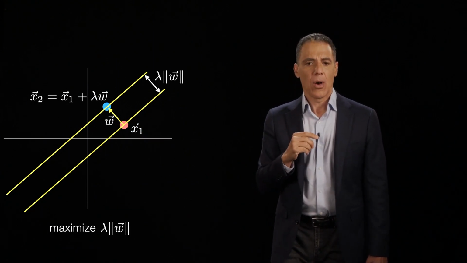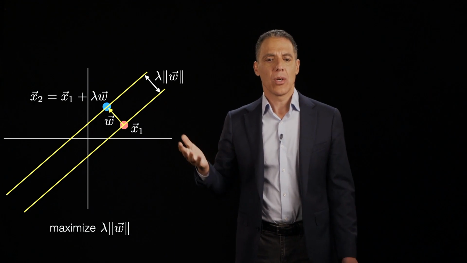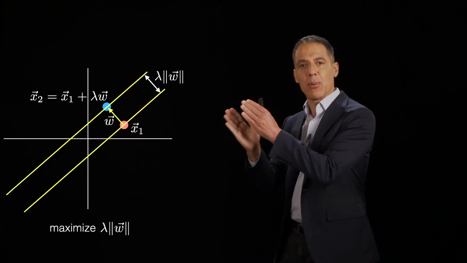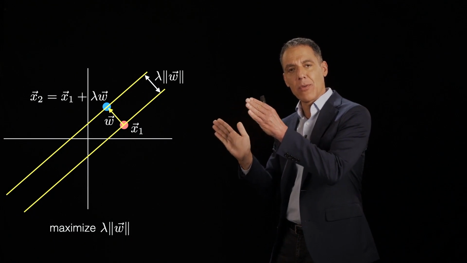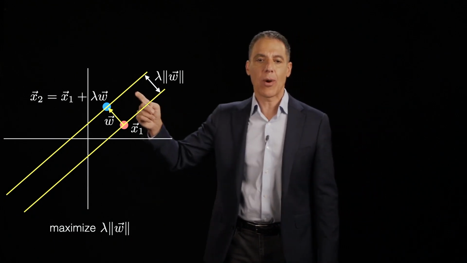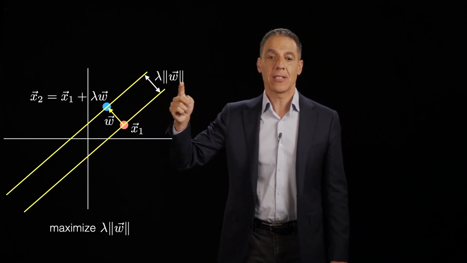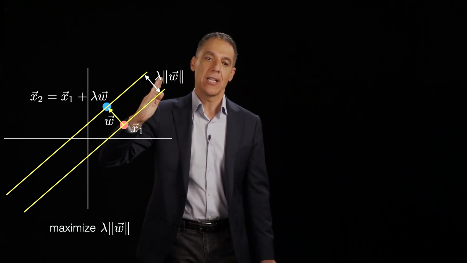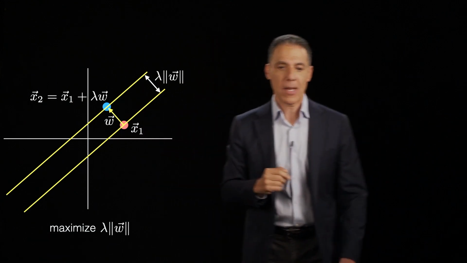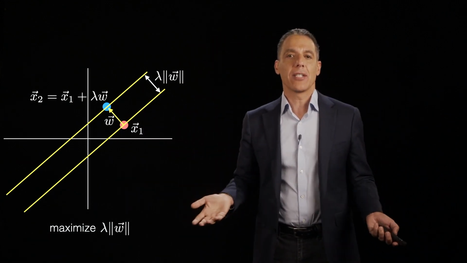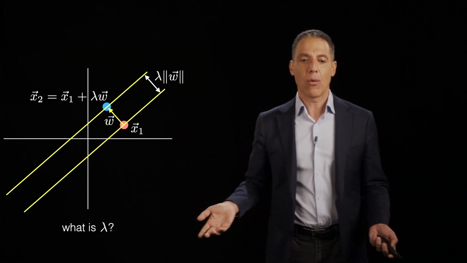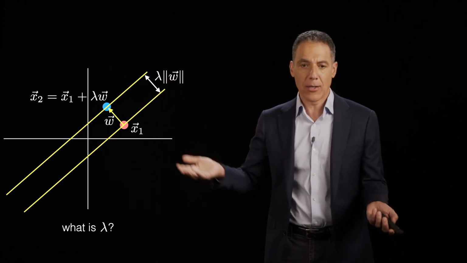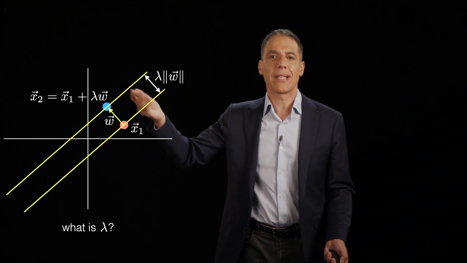Okay, good. Well, what do we want to do? We want to maximize that difference, right? We want to separate those blue and the red points as much as possible. So we want to maximize lambda times the vector norm of w. Maximize the gap that we have in here. All right, well, okay, now we have an objective. We want to maximize something. How? Well, the first question is, what is lambda? I know what w is, the model parameter, but where do I get lambda from?